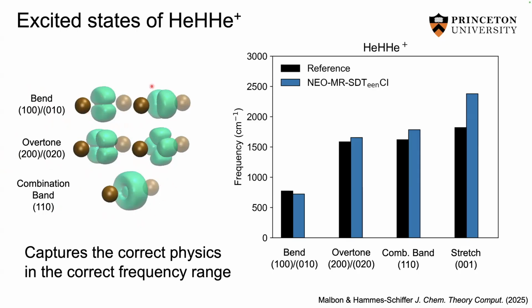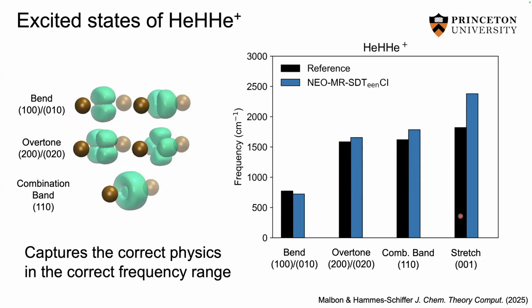The fundamentals, maybe one can capture in NEO TD-DFT, but the overtones and combination bands that have this kind of multi-quantum character are very difficult to capture. And so if we look at, again, an FGH reference calculation, we see that the overtone and the combination band have roughly twice the energy of this lowest energy bending mode.